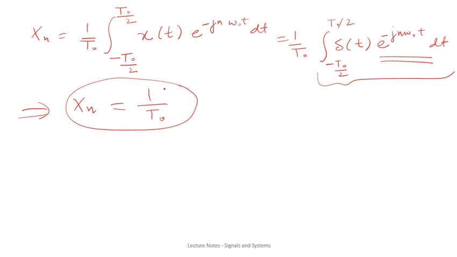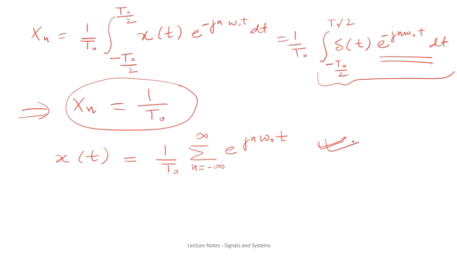Now if you put this value in the expression of the exponential Fourier series, it will be 1 by t naught, summation n equals minus infinity to infinity, e raised to the power j n omega naught t. So this will be your exponential Fourier series, that is this expression.